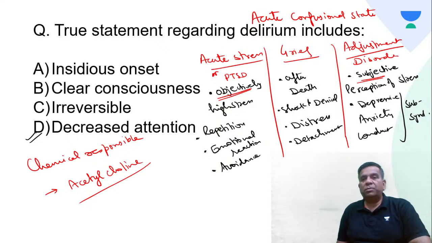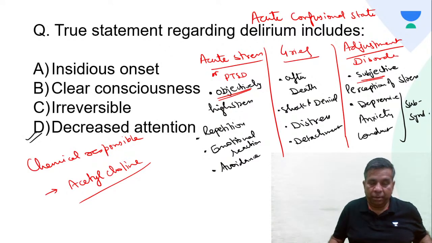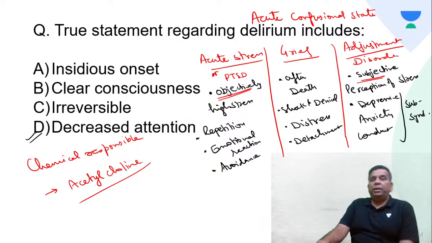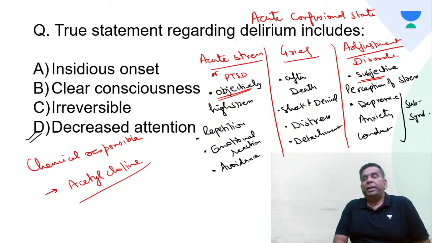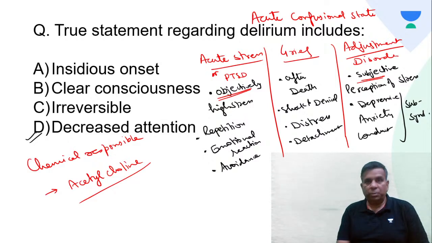Subjective perception of stress: the MCQ asks that a wife comes to know about the affair of her husband and now she attempts suicide. She becomes very terrified, troubled, not able to sleep, and she attempted suicide. I took that as an adjustment disorder because there is no other symptom of depression. She only had some crying spells and sleeping issues. It's a subsyndromal depressive symptom. That stress is a subjective perception of the stress.